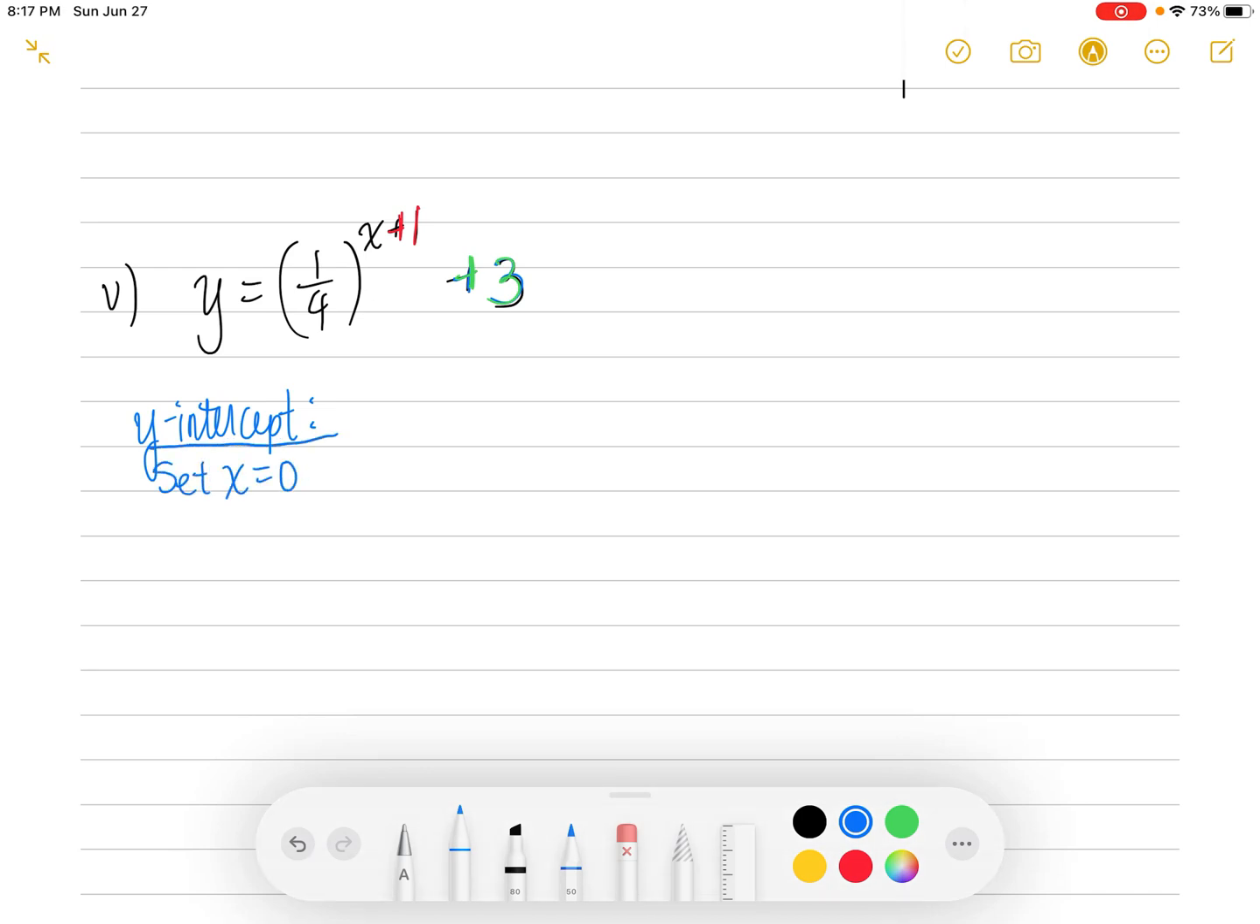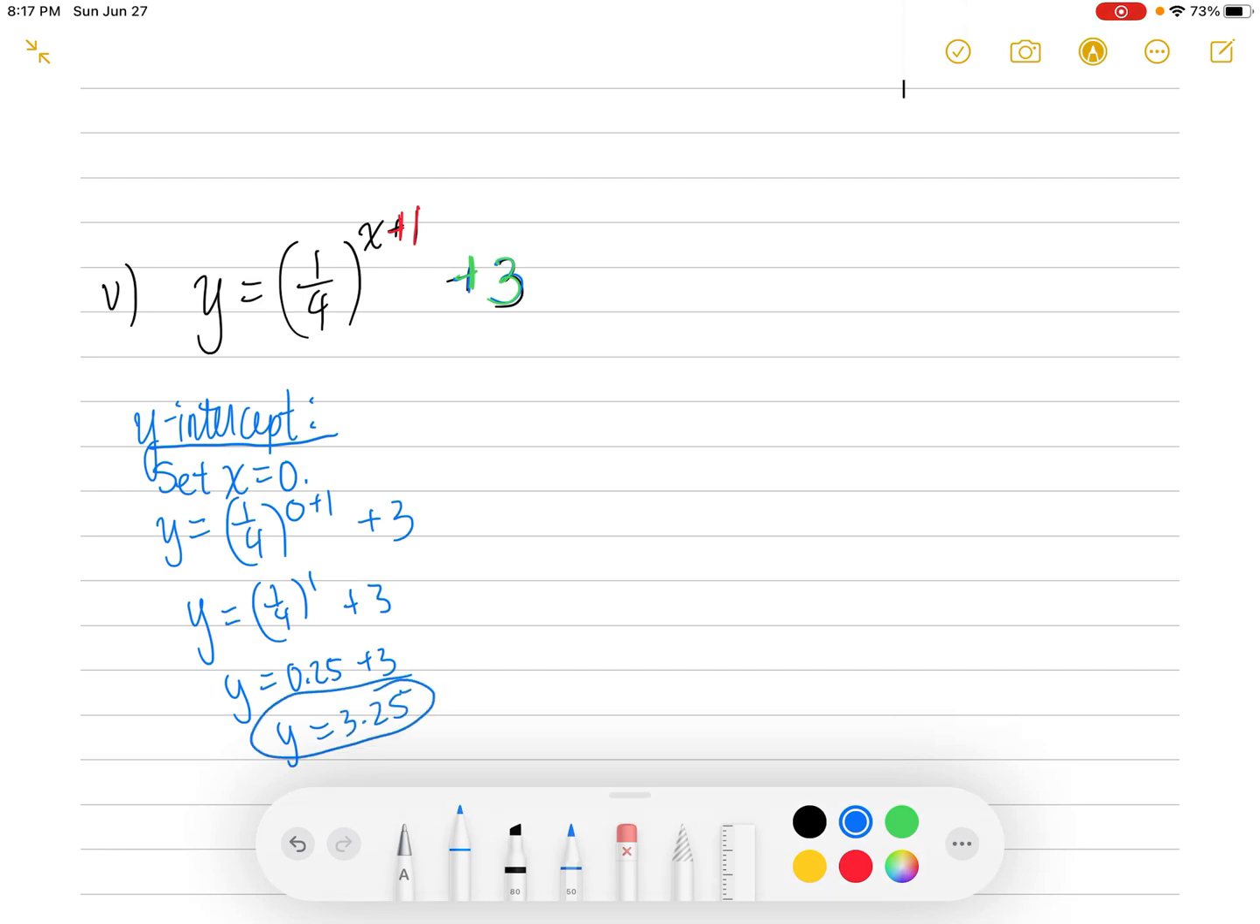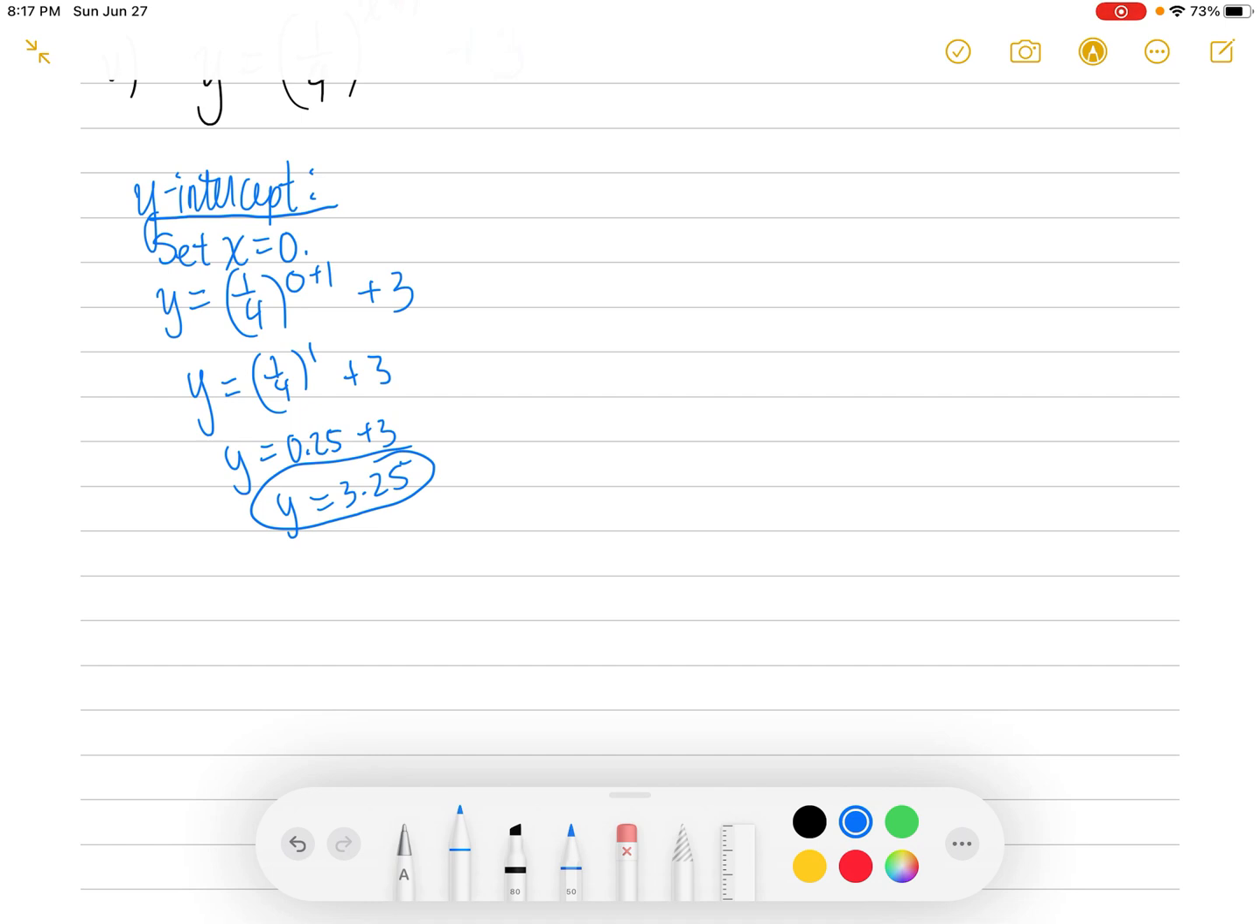Let's begin by finding the y-intercept. So how do we find that y-intercept? Well, we set x equal to 0. So that means y equals 1/4 to the 0 plus 1, and then outside of the house plus 3. Now if you do 0 plus 1 up there as an exponent, that's 1, so you get 1/4 to the 1 power, and then plus 3. So in other words, 1/4 is the same thing as 0.25, right? Plus 3, so that's going to give you y equals 3.25. So you have a y-intercept of 3.25.